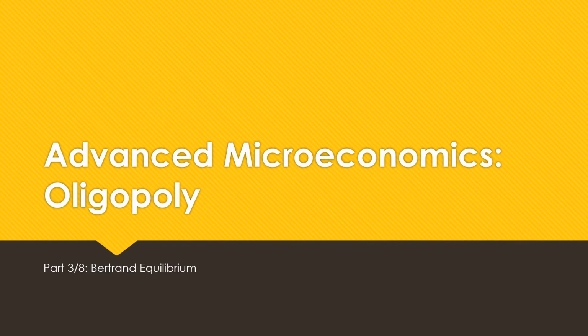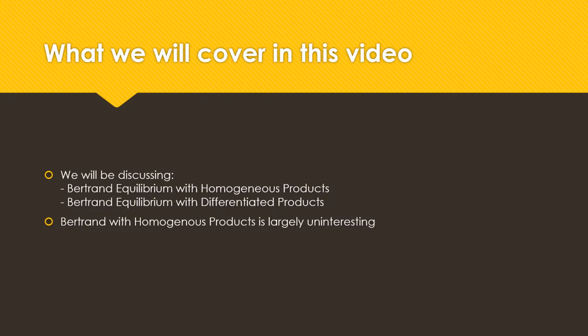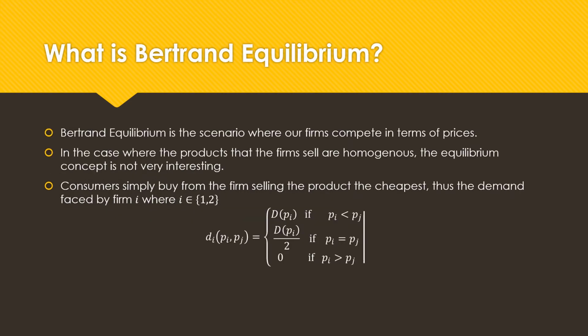In this video, we're going to talk about Bertrand Equilibrium. Let's go. What we're going to cover is Bertrand Equilibrium with homogeneous products. That means we're competing with prices with the same product, and that's not really very interesting. And we're also going to talk about Bertrand Equilibrium with differentiated products.